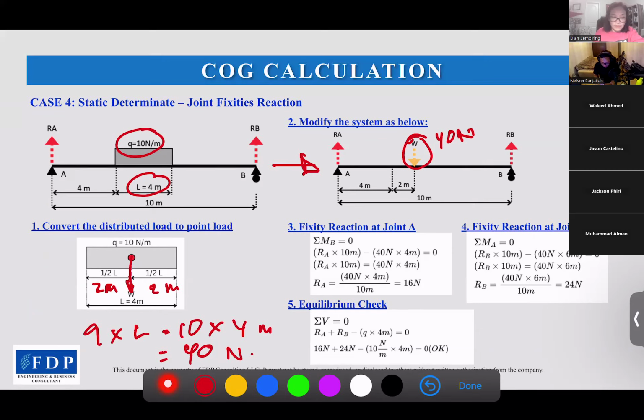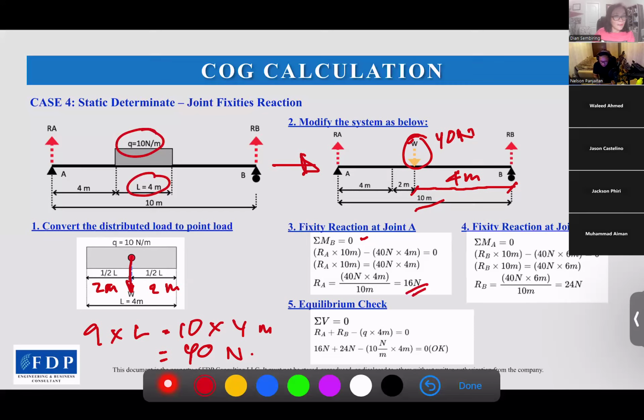So to get the reaction at joint A, we can use the total moment at B equals 0. Reaction at A, RA, times 10 meters, 10 meters is the distance A to B, minus 40 newtons times 4 meters. The 4 meters is the distance from the COG to the joint B. So we get RA is 16 Newton.